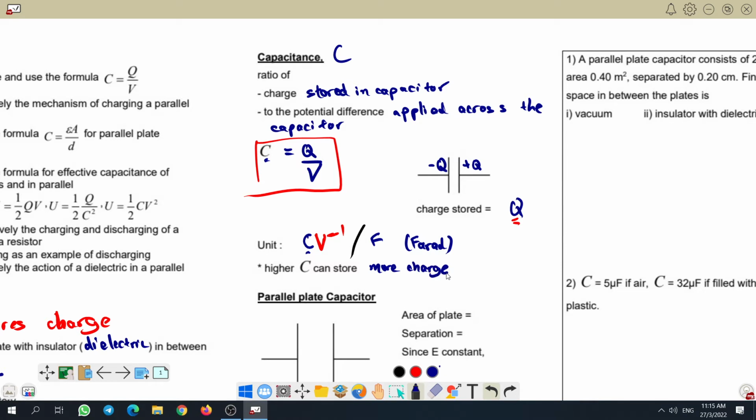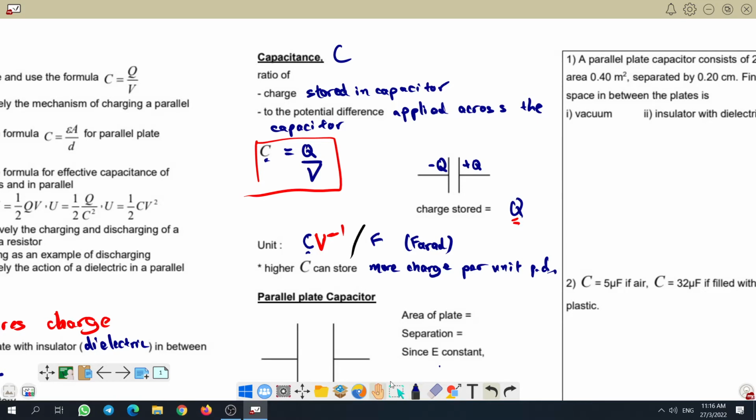Itu dia. Q per V. How do we define Q per V? Constant. More charge at certain per unit V potential difference. In fact, C can be defined as charge stored per unit potential difference. Okay, ataupun ratio bla bla bla bagi bla bla.